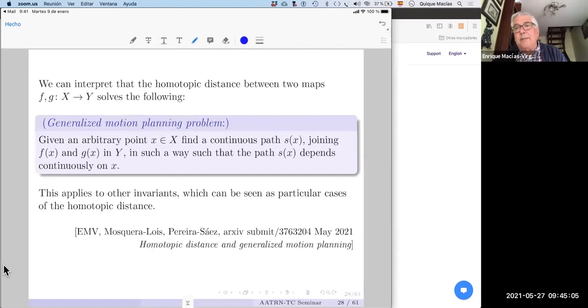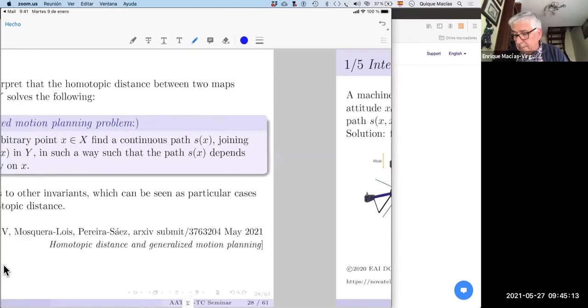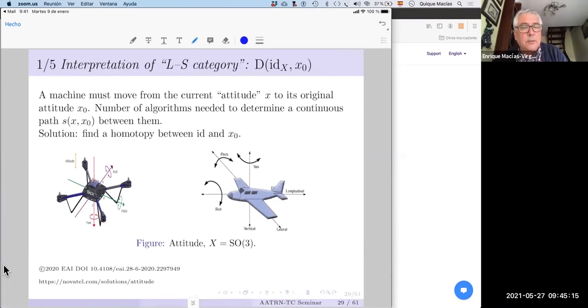This applies to other invariants, which can be seen as particular cases of the homotopic distance. For instance, of course, LS category that we know, which is the solution to the following problem. You have a machine that must move from the current attitude x to its original attitude x0. You want to know the number of algorithms needed to determine a continuous path between them. And the solution is to find a homotopy between the identity and the constant map. This is the Lusternik-Schnirelmann category from this point of view.